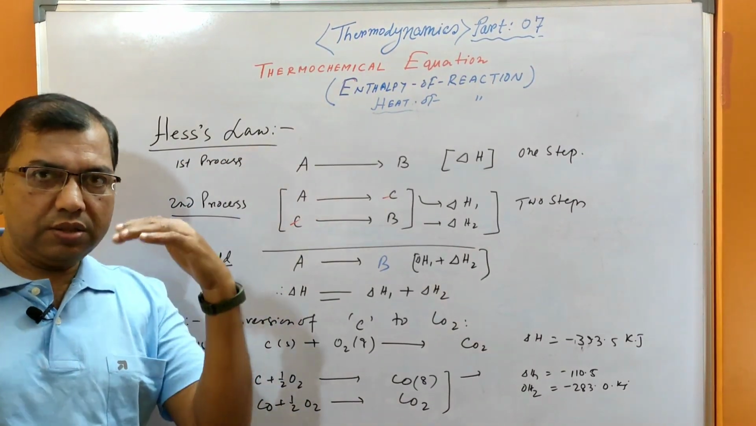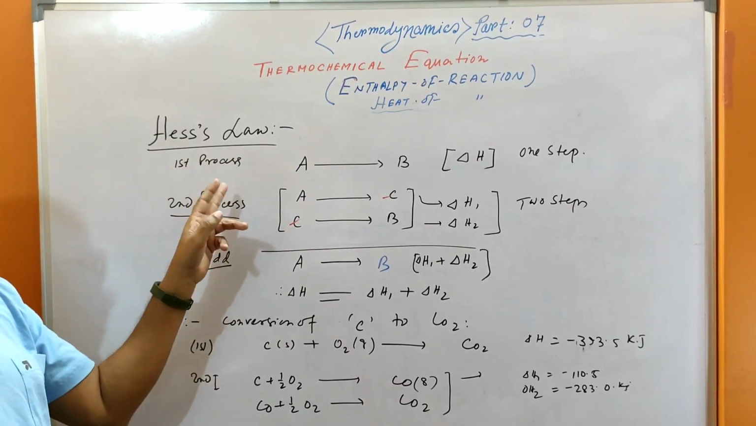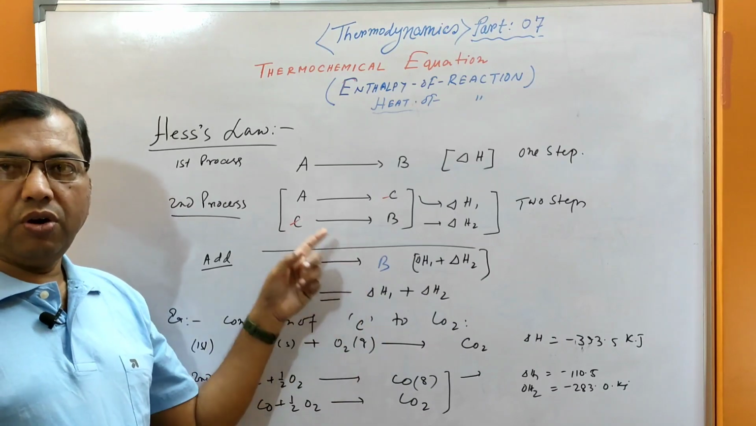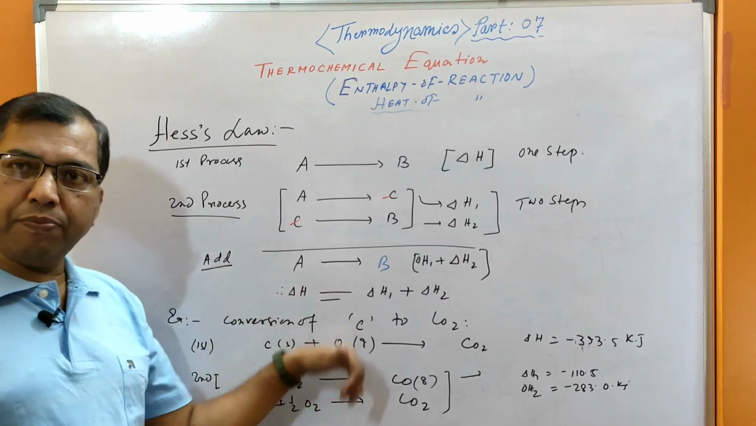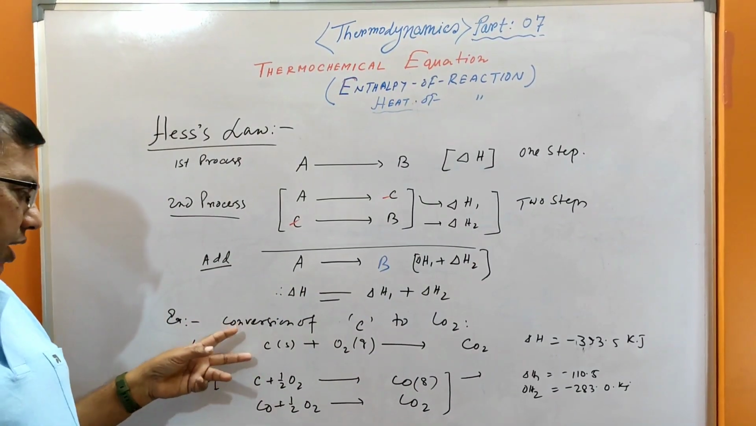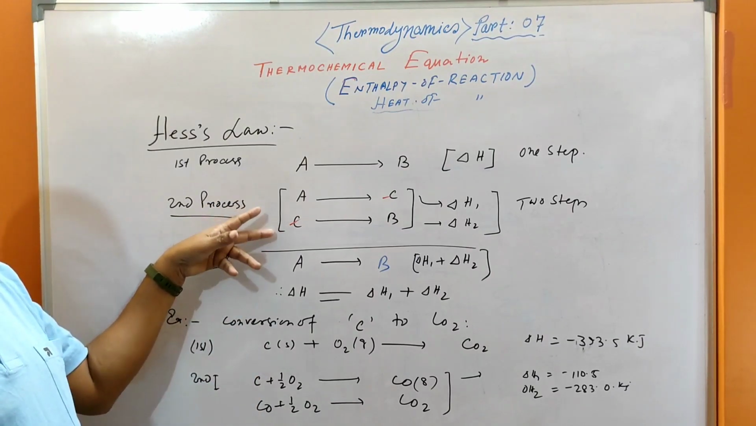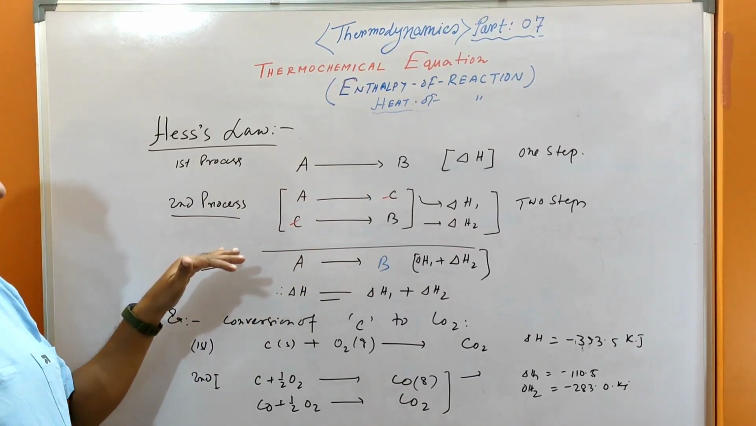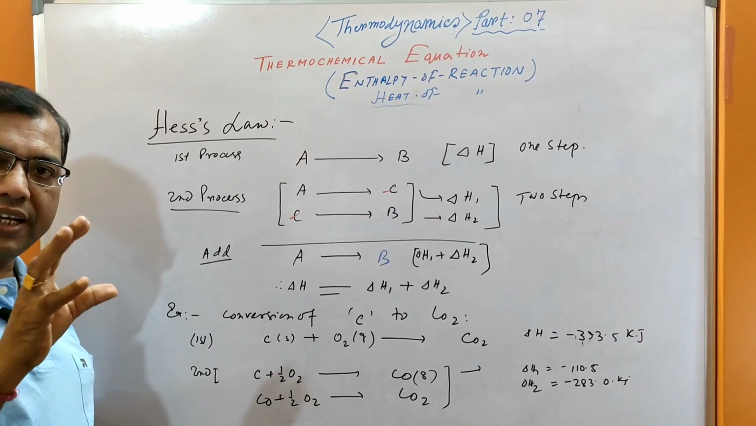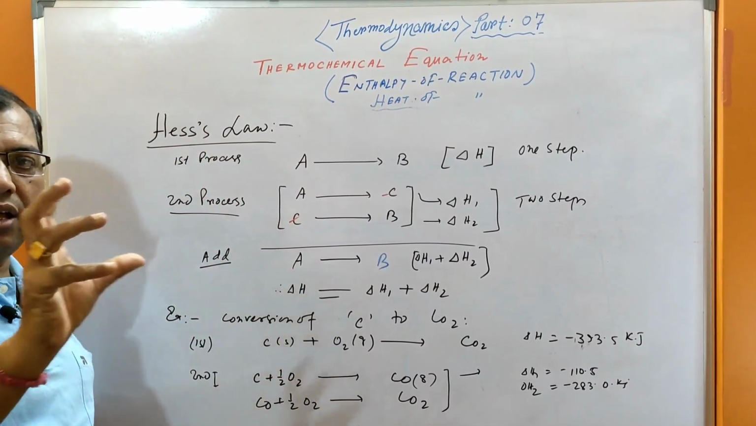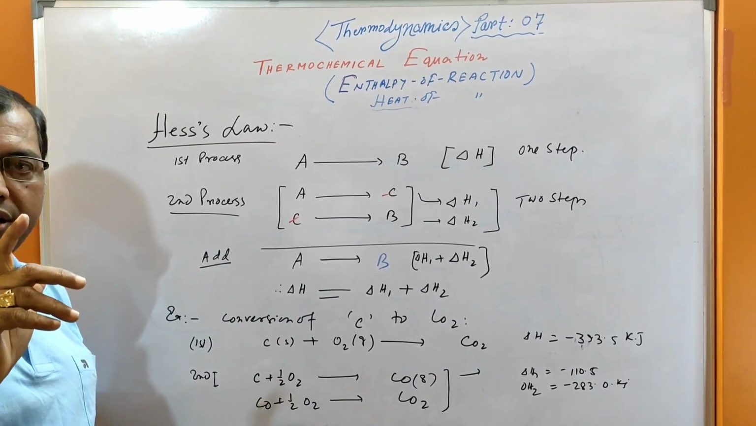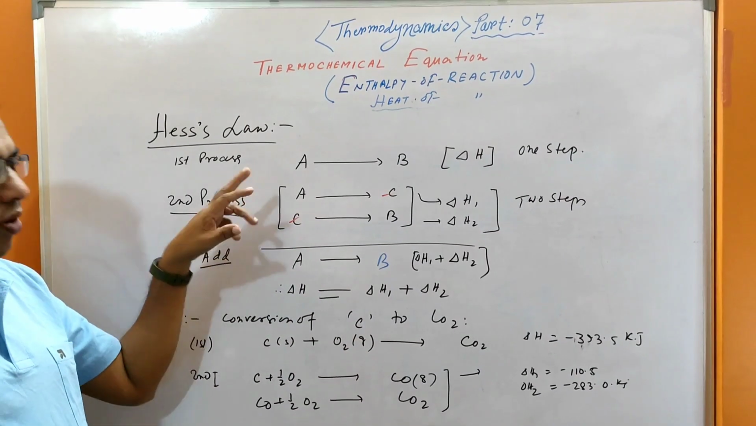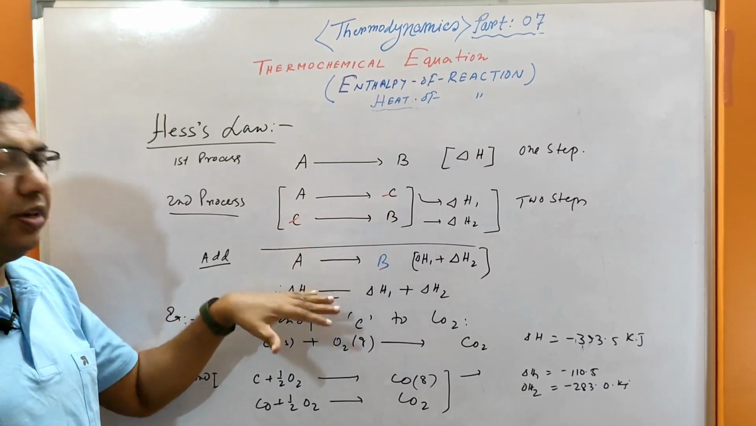the standard enthalpy of reaction is the algebraic sum of the standard enthalpies of intermediate reactions into which the overall reaction may be split or divided. Again, I am telling, Hess's law is: the standard enthalpy of reaction is the algebraic sum of the standard enthalpies of intermediate reactions, into which the overall reaction may be split or divided.